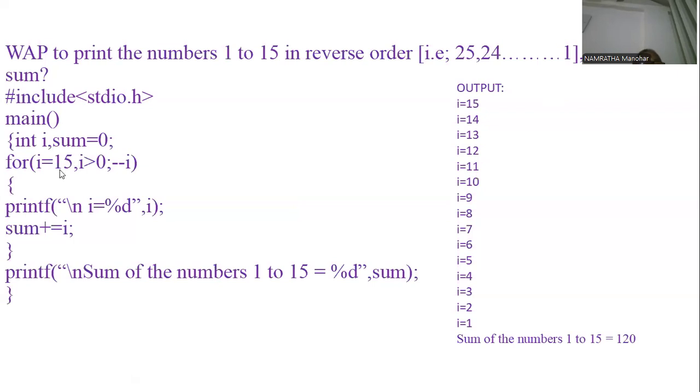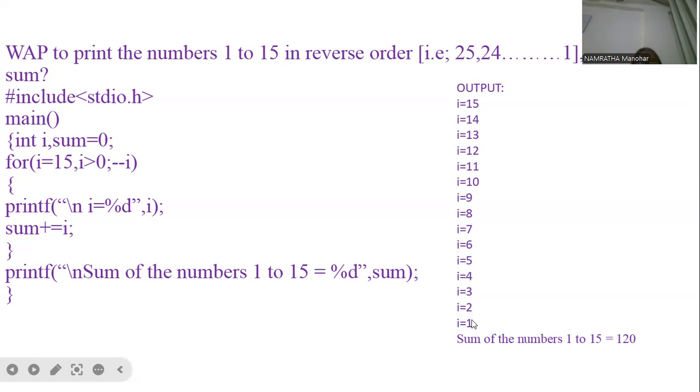So here, instead of incrementing the counter, the initialization will be the upper value and you'll be decrementing the counter instead of incrementing. So for i is equal to 15, i greater than 0, i minus minus. Initially i is 15, you're printing i equal to 15, right? Then you add the value 15 to the sum. Then i becomes 14. When i is 14, again you are printing 14, and 14 is added to the sum. Then i becomes 13, 12, 11.